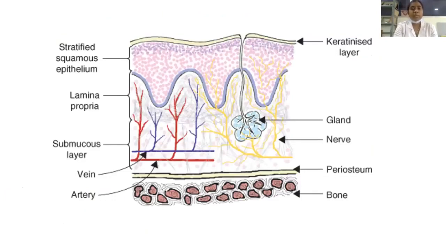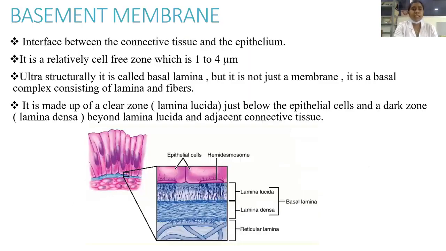This diagram explains the different parts of the oral mucosa, where the topmost layer is the epithelium. Then comes the lamina propria, then the submucosal layer. In the connective tissue, we can see the glands, nerves, periosteum, bone, arteries, veins, etc. Then comes the basement membrane. The interface between the connective tissue and the epithelium is the basement membrane. It is a relatively cell-free zone, which is 1 to 4 micrometers.